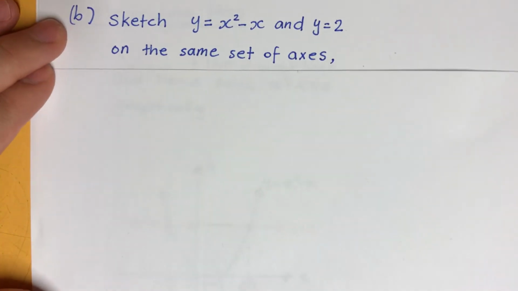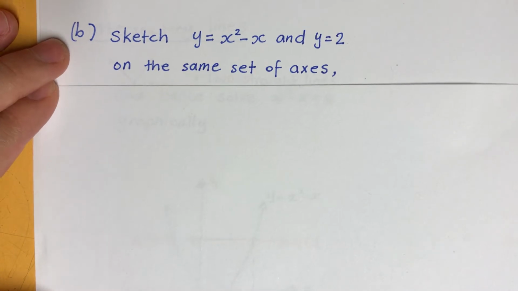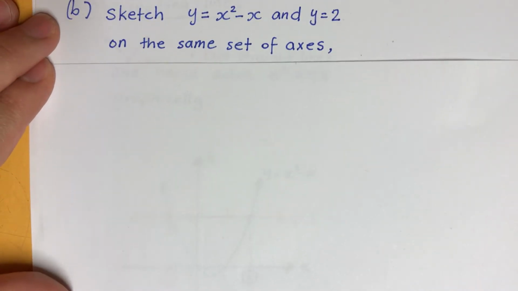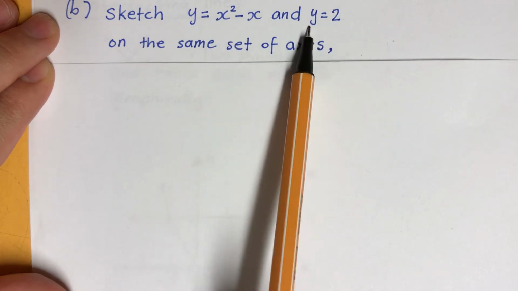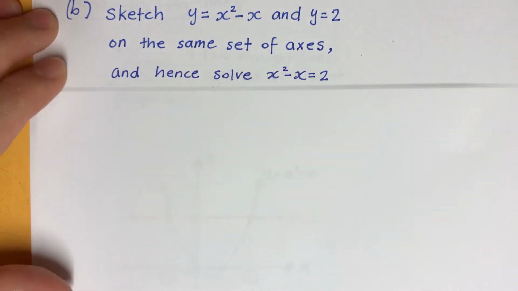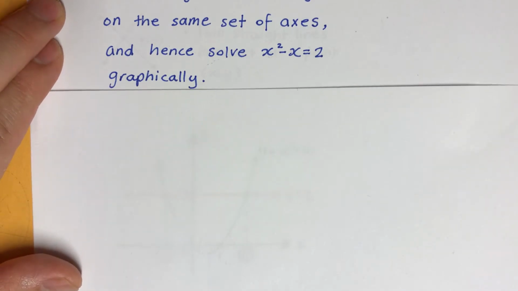Okay. Let's see if I can just make it a bit straight. Yep. Part B. Sketch y equals x squared minus x and y equals 2 on the same set of axes, on the same number plane. Okay, so let's have a look. So this one is what? Parabola. And that's the horizontal line again. And then hence solve x squared minus x equals 2 graphically.